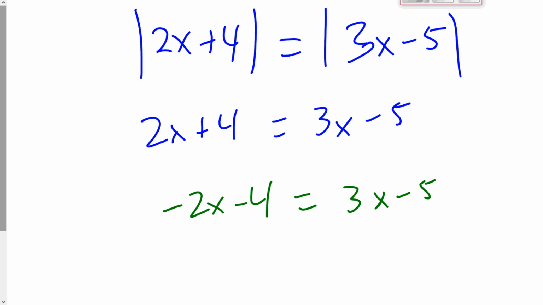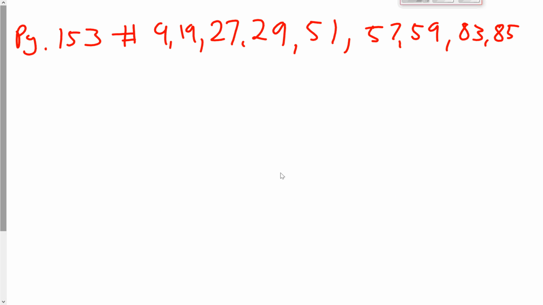So those are the ways that you solve these. Again, I think the best way to do it is just whenever you take the second equation, just take the opposite of the absolute value side. All right, so you can go ahead and try these problems on page 553. Here they are, and we'll work on them in class.